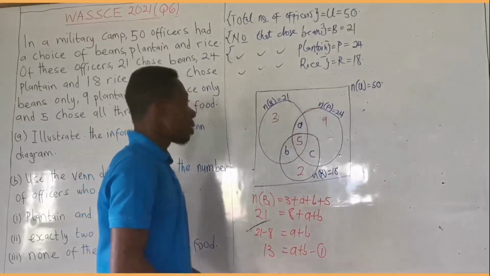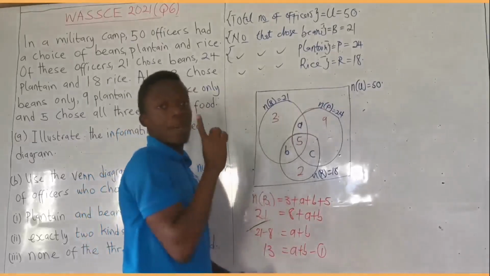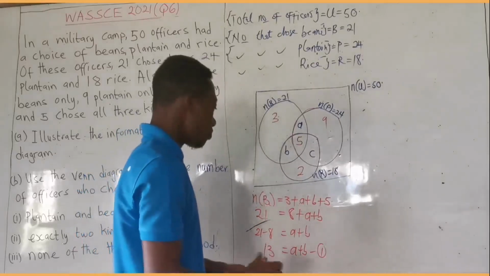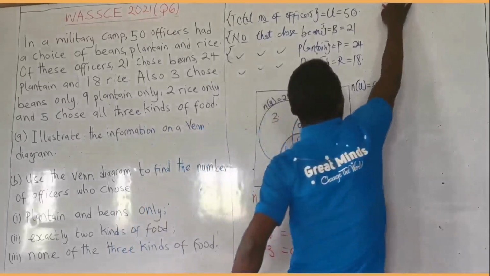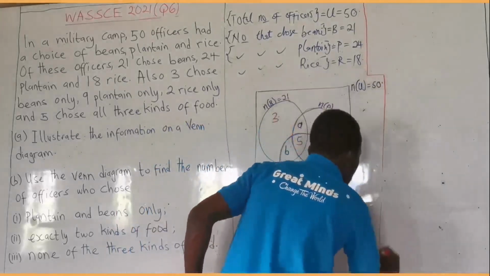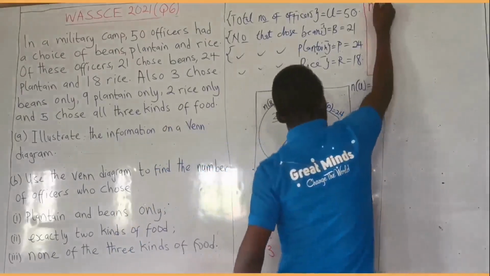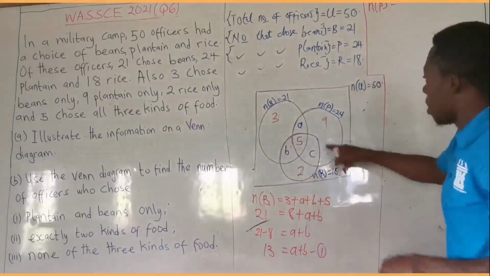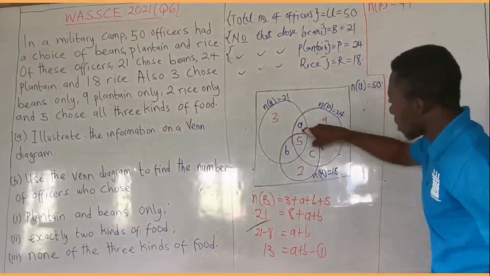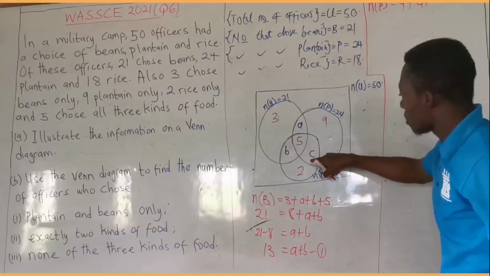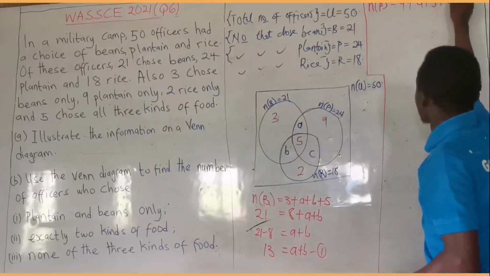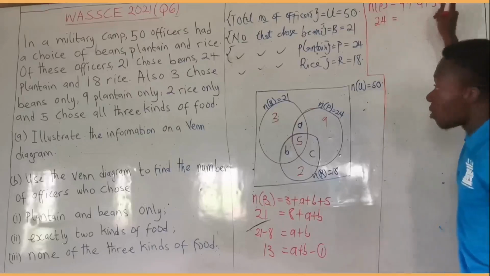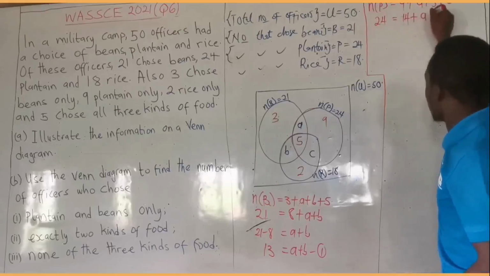Alright, so we do the same for the plantain and the same for the rice. I believe that is correct on your side. So the number of plantain, that's P, is equal to 9 plus A plus 5 plus C. Well, I know the plantain is 24. So 24 is equal to 9 plus 5, which gives me 14, plus A plus C.